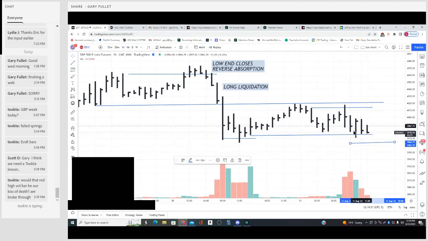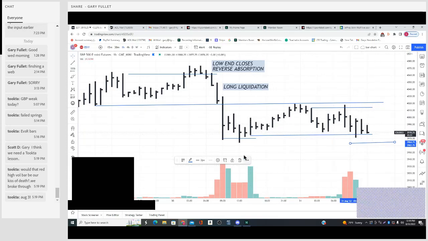So wait for reversal absorption. A mid-range, high mid-range closes. They'll allow you to make a decision here. Maybe tomorrow. So this is the end of the month on August 31st. So we'll see. Okay. Any questions? Just let me know.